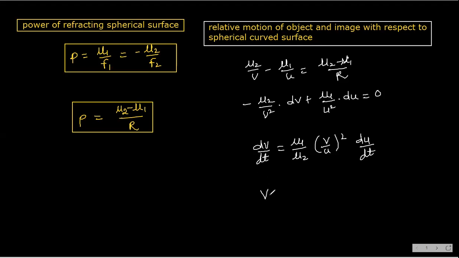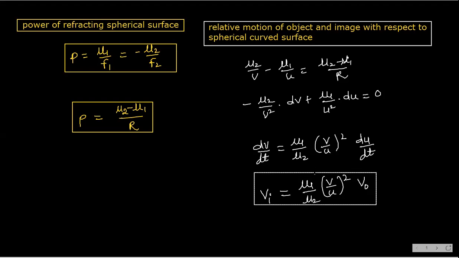So this is the velocity of image, dV by dt means velocity of image, mu1 by mu2, and this is V by U as it is, or you can also write m square, into velocity of object. So keep this formula in mind. This formula is for velocity of image with respect to object. So power we have learned. See one more time, briefly I am just giving you a view. Power formula, keep it in mind.